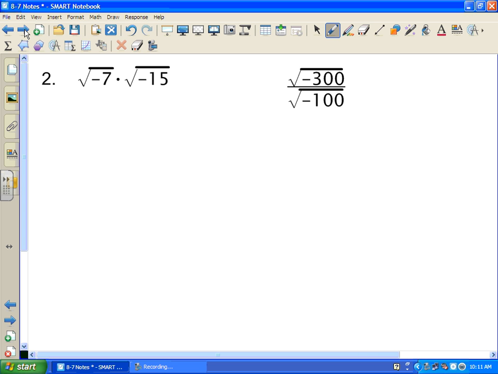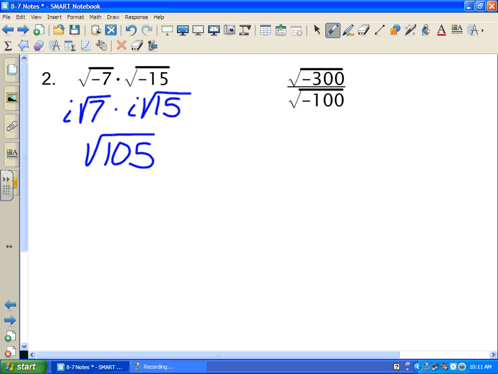Okay, so now let's do a couple of problems, multiplication and division. Okay, first thing you gotta do is take out that negative. So take out the negative and make it i. Okay, 7 times 15? You just multiply, 105. And then would that be i squared? And then i times i is i squared. Negative 1.